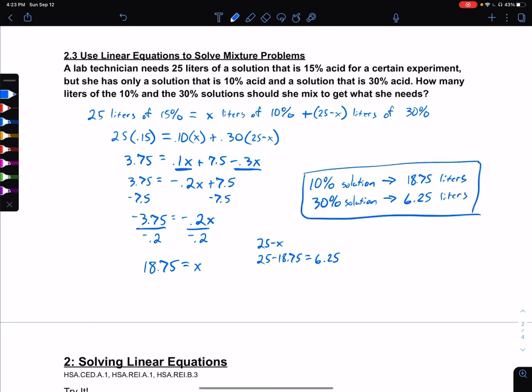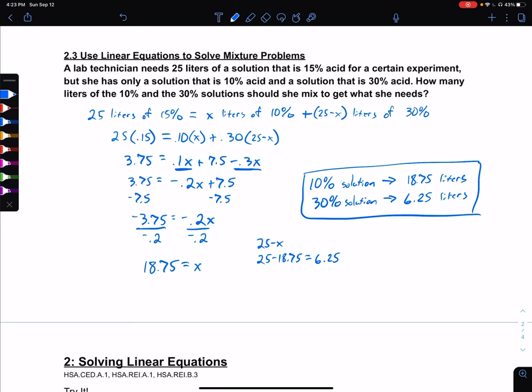And that would be our answer. Now you can check this, you would plug the numbers back in and make sure it works. This is the easiest part to check, just make sure that it adds up to 25. But remember in the beginning, I said that since 15% was closer to 10% than 30, you're guaranteed to need more of the 10% solution. And that's pretty much what worked out. We needed almost 3 times the amount of 10% solution than we did 30%.